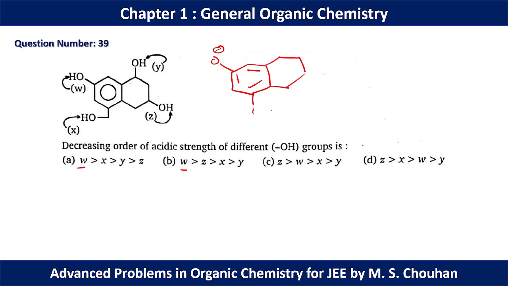So in this X position, we have minus I effect of phenyl. In this Y position, we have one minus I effect, one plus I effect, and in this Z position, we have two plus I effect. So plus I effect is the destabilizing effect. As we have two plus I effect here, this Z should be the most unstabilized conjugate base which is present in this position, because this is less stabilized.